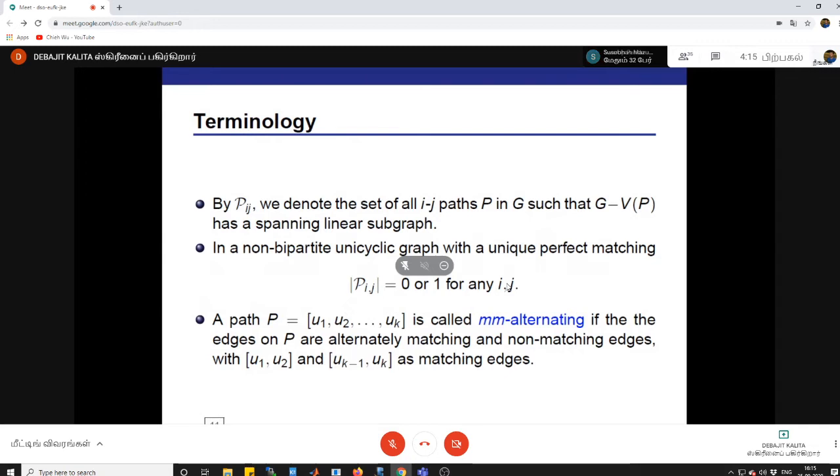Now what is an MM-alternating path? It was introduced in the literature, I think, by Swarup and others. A path P is called an MM-alternating path if it is an alternating path, that means its edges are alternately matching and non-matching edges, where the beginning edge is a matching edge and the last edge also has to be a matching edge. That type of path is called an MM-alternating path.